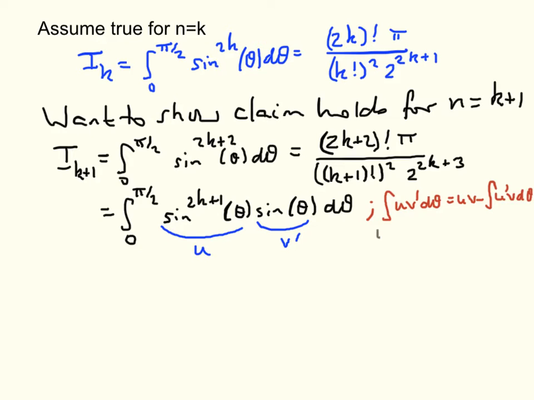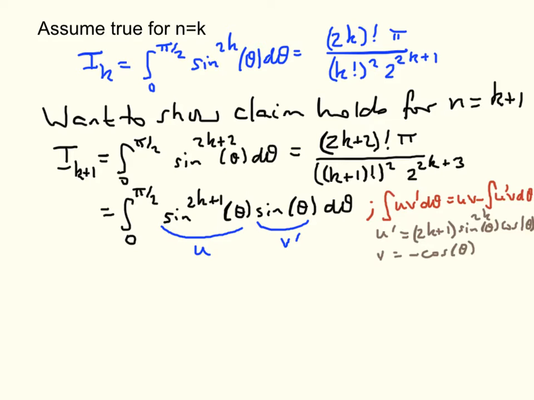So u prime is the derivative of this. We pull a factor of 2k plus 1 in front, reduce the power to 2k, and from the chain rule multiply by the derivative of sine, which gives us cosine. So this gives us 2k plus 1 times sine to the 2k of theta times cosine of theta, and that follows from the chain rule. And v is just the integral of sine of theta, and that is minus cosine of theta. Differentiate minus cosine theta, you get sine of theta.